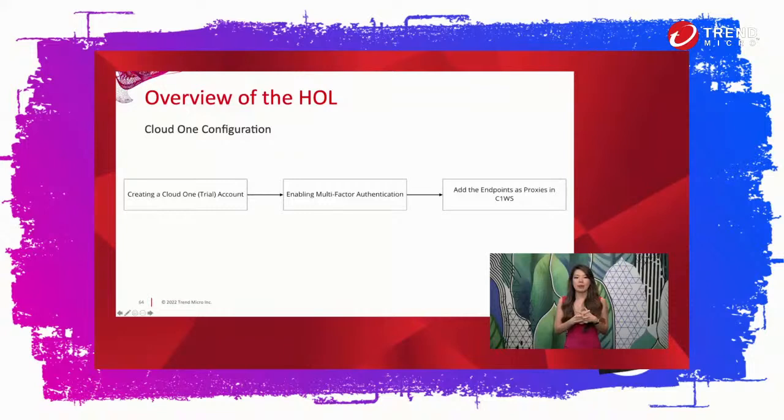So now the first step is to set up your Cloud One account properly. To do that, you have to create a Cloud One trial account. Once that's done, you have to set up multi-factor authentication within the console itself. Afterwards, you'll be adding the endpoints as proxies in the Cloud One Workload Security console.